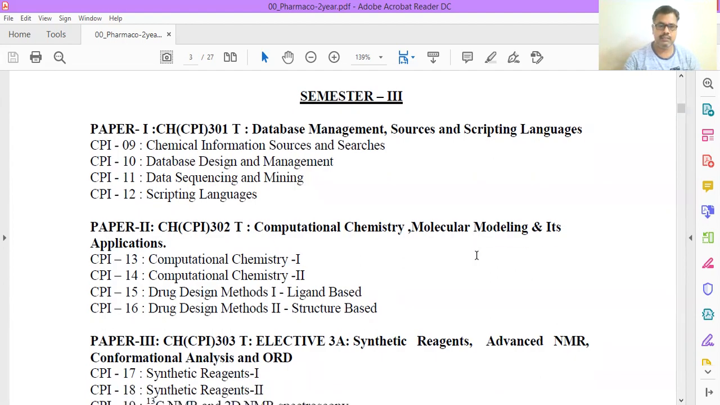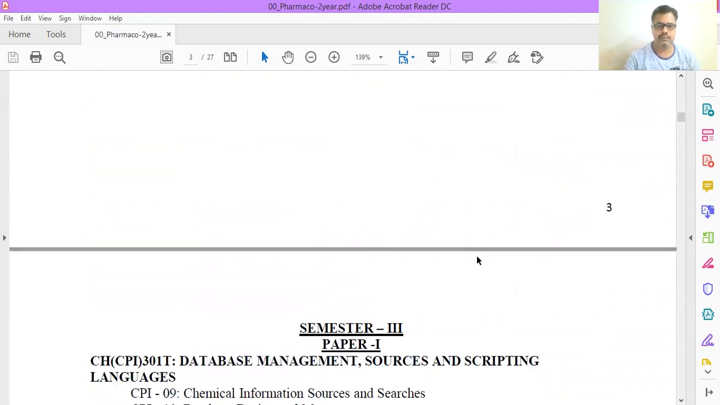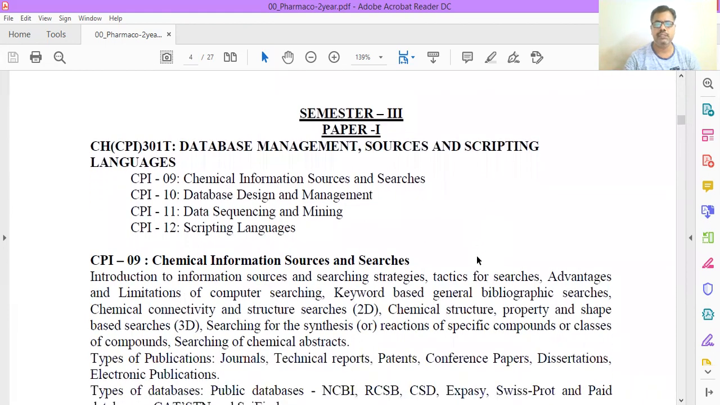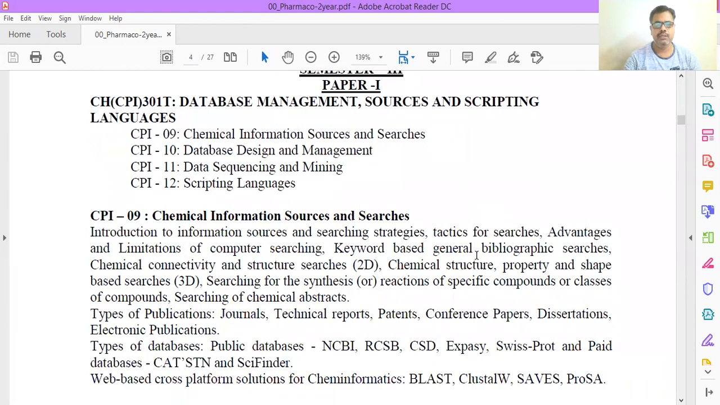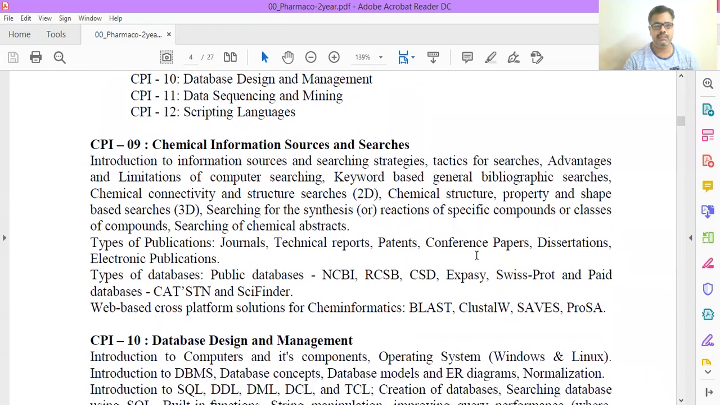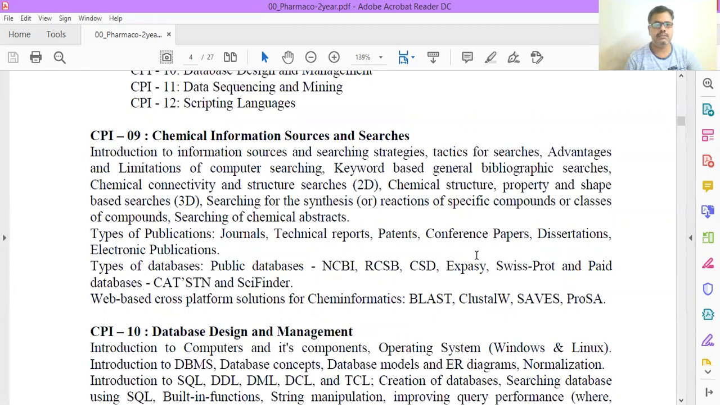What is the sequence and what is the link between these units, and how will these units help you to learn the informatics area? This is one thing. In this, paper one is database management, sources and scripting languages. The first unit is chemical information sources and searches. In this you can go with the syllabus of introduction to information sources and searching strategies.